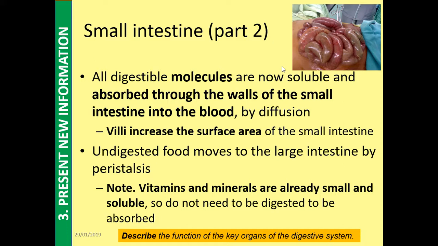Anything that's undigested will move again by that process of peristalsis, where the muscles contract to push the food through to the large intestine. Now, we haven't talked about vitamins and minerals, and this is because they are already small and soluble when you eat them. So they don't need any enzymes to digest them. They just move through the digestive system and can be absorbed into the blood without any kind of digestion.